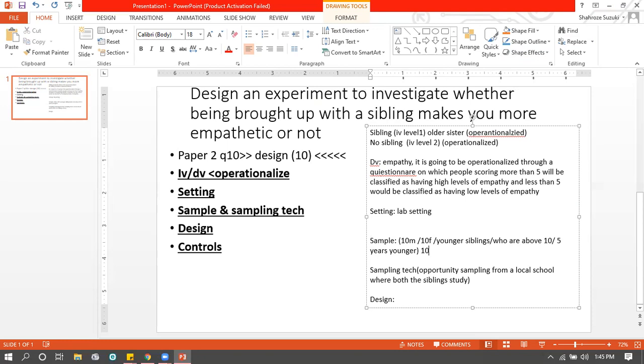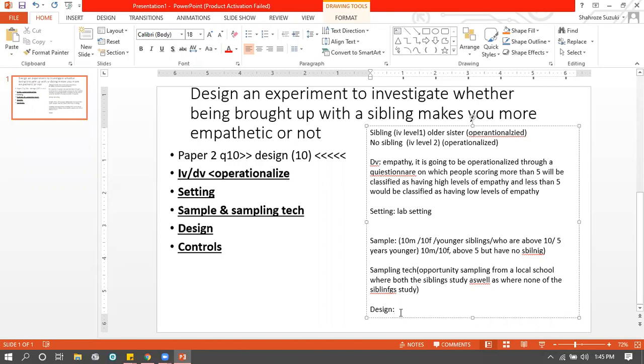And you're gonna choose 10 males, 10 females who are gonna be above 5 but have no siblings. So in regards, you have 40 people in your study, and they're gonna be opportunity sampling from school, as well as where none of the siblings study. She got them from the same school.